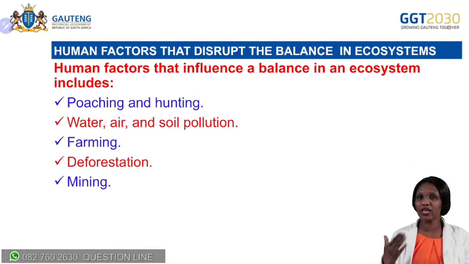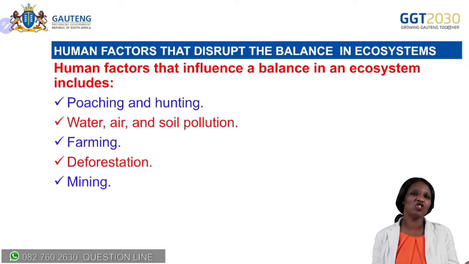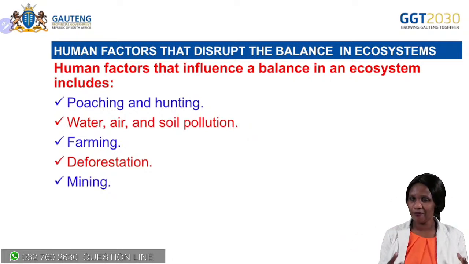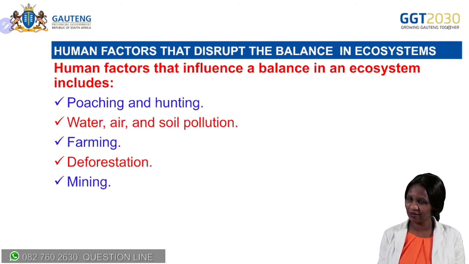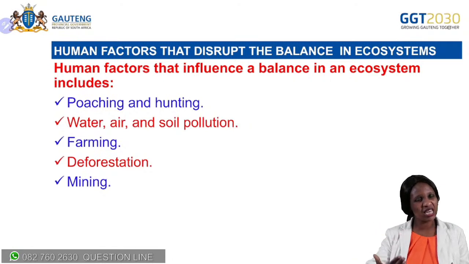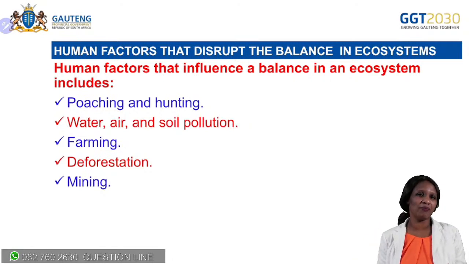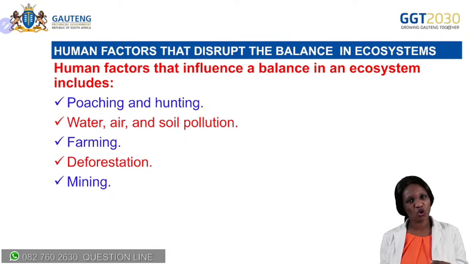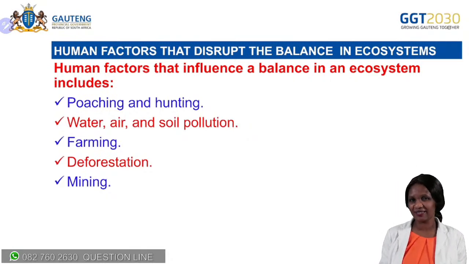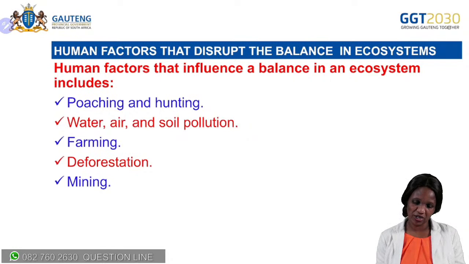And then let's look at farming. At times we cut down trees, we clear land, we clear forest because we want to make fields. We want to plant something. That is farming. All right. We are destroying the natural ecosystem because we are disturbing quite a number of animals that were living in that ecosystem and even destroying quite a lot of plants that were thriving in that community.